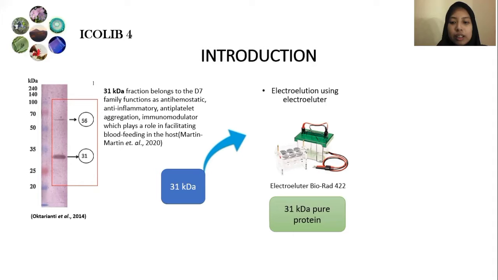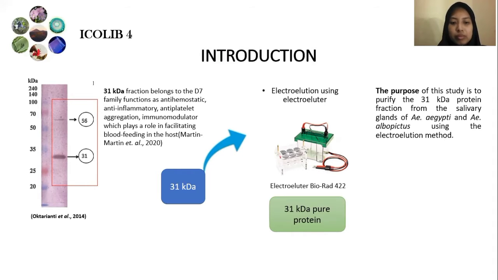So it's necessary to perform protein purification. The purpose of this study is to purify the 31 kilodalton protein fraction from the salivary gland of Aedes aegypti and Aedes albopictus using the electroelution method.